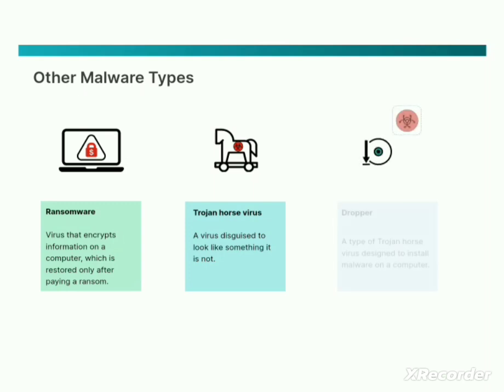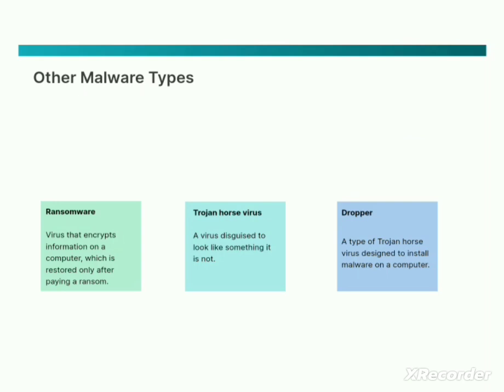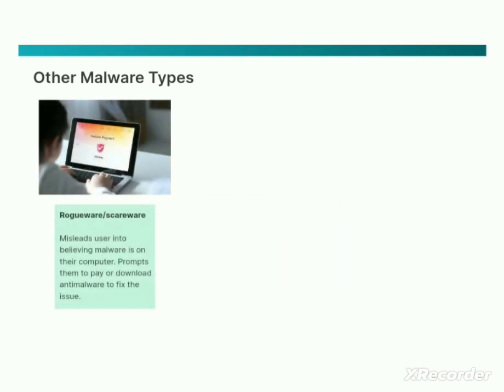A dropper is a type of Trojan horse that is designed to install malware on a computer. Once the dropper is installed, two things can happen. The dropper installs the embedded malware, or the dropper downloads the malware to the targeted computer. Rogue security software, also known as rogueware or scareware, misleads a user into believing that there is malware on their computer and then prompts them to pay for anti-malware, which is either fake or malware.